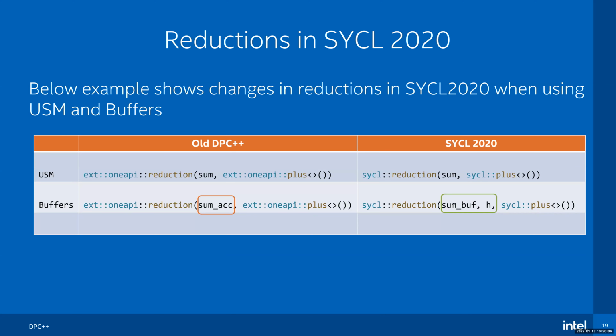Again, a quick comparison. In the old compiler, we had two approaches for reductions, whether you're using USM or buffers. Before, we used a different namespace, ext oneAPI reduction. Now it's just sycl::reduction. The main difference with buffers is that we used to pass the accessor, but in the SYCL 2020 specification we don't have to create the accessor first. We just pass the buffer directly. Plus we do have to pass in the handler so that it knows which device it's applicable to.